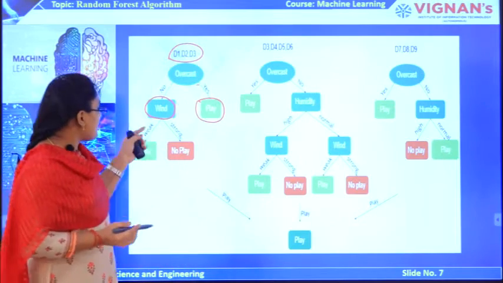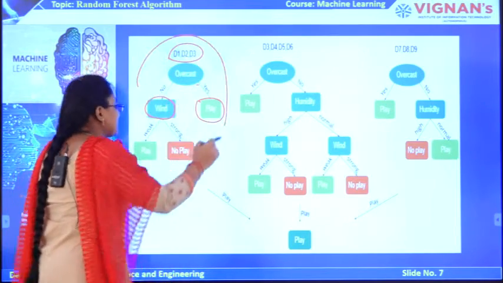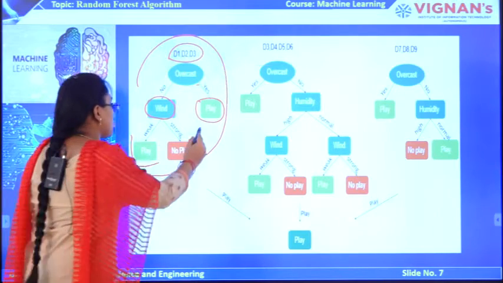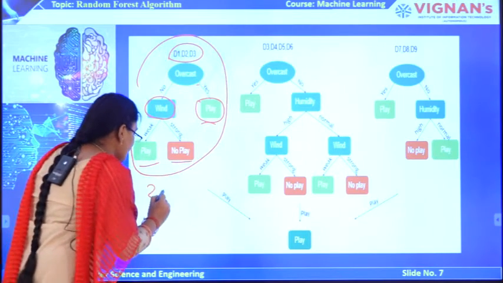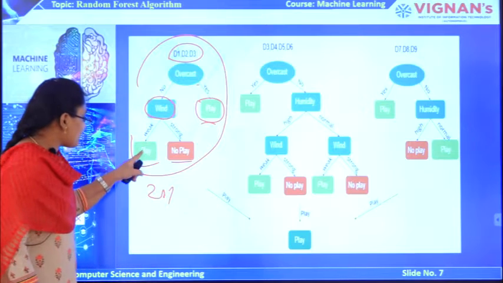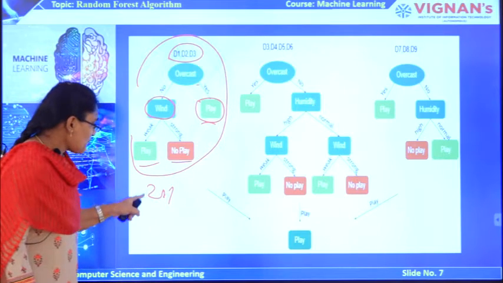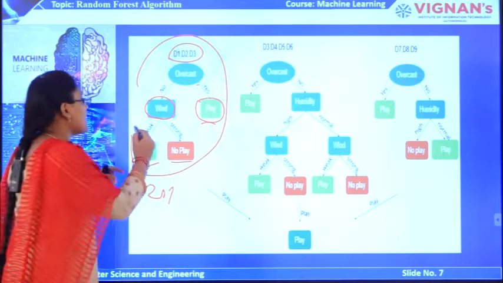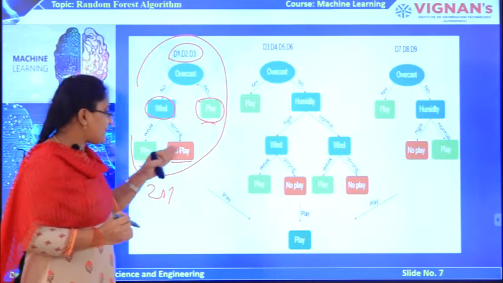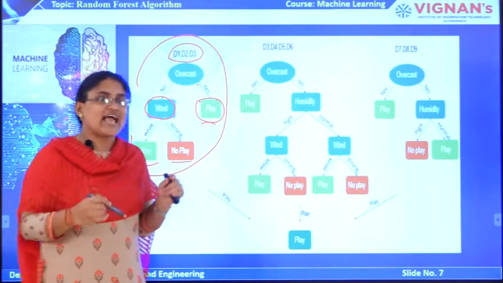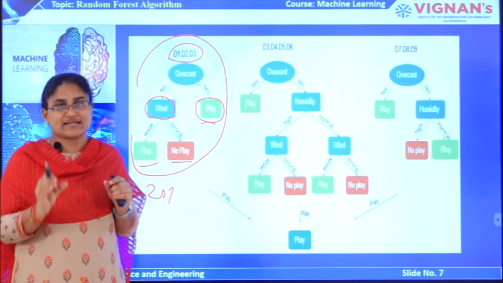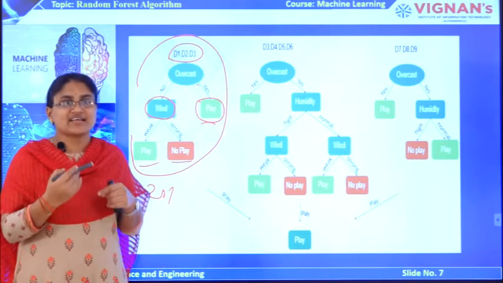The final prediction for this tree is play. Why? Because the ratio between play and no play is 2:1. So play gets more votes. That's why we are taking play as the final prediction for this decision tree. After completion of the first decision tree, next I am going for the next subset of the data set, and I will make another decision tree.